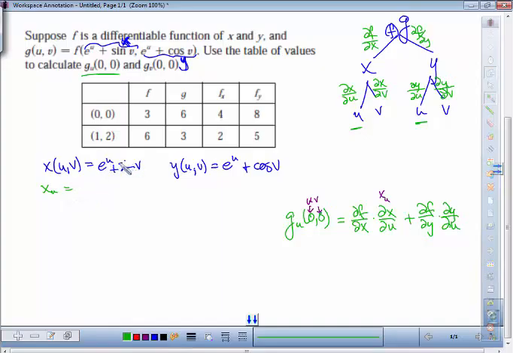So the derivative with respect to u is e to the u. The v is gone. And we want this evaluated when u is equal to 0 and v is equal to 0. So x sub u evaluated at (0, 0), 0 for u and 0 for v, we're going to get e to the 0, which is going to be 1.